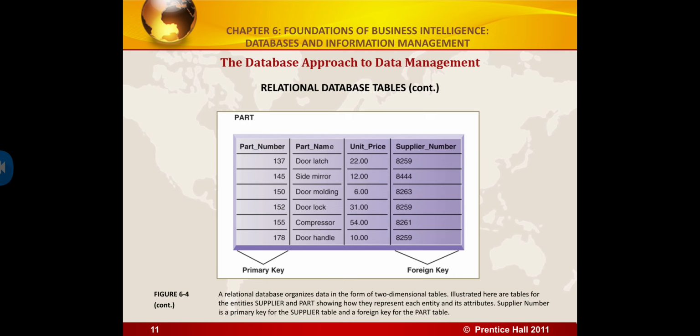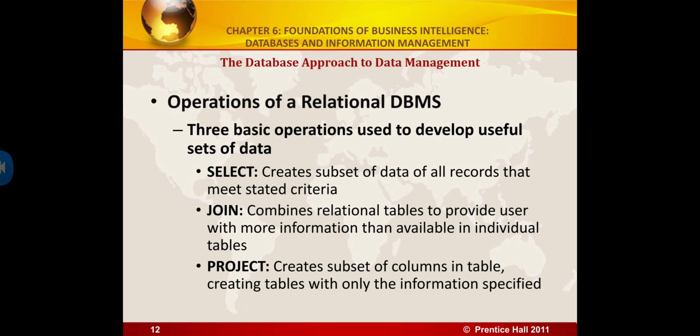So this one represents our part table that we have discussed earlier. The operations of a relational database management system. Relational databases or database tables can be combined easily to deliver data required by users, provided that any two tables share a common data element. Suppose we wanted to find in the database the names of suppliers who could provide us with part number 137 or part number 150, for example, from the table.